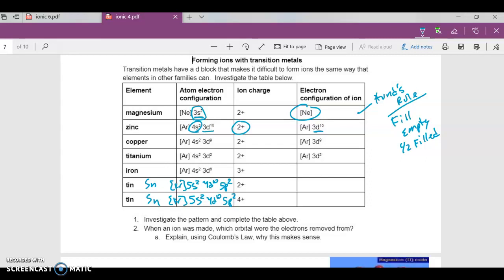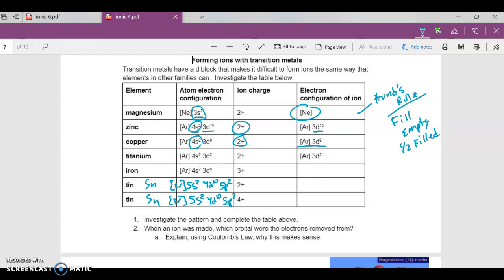Copper here does the best it can. It's got to be a 2+, so the 2 electrons it loses are these 4s's. It's not super pretty, but at least it emptied out its 4s. Then it's got its 3d9. That's not really filled. It's not empty. It's not half filled. It's kind of wonky filled, but it's the best it can do if it wants to be a 2+ charge.